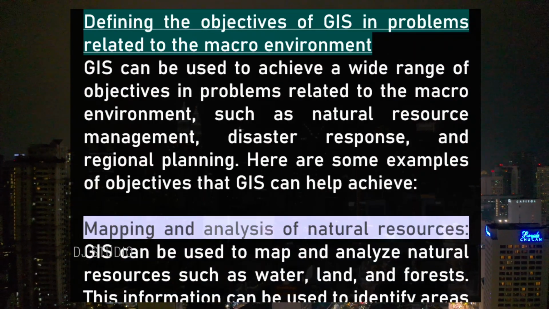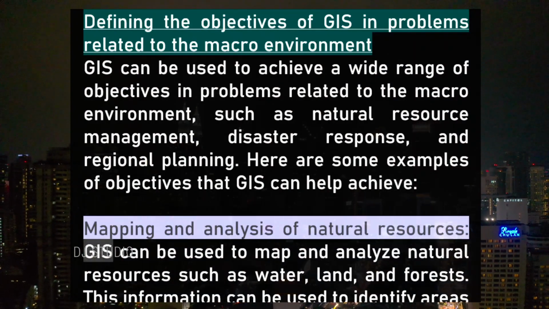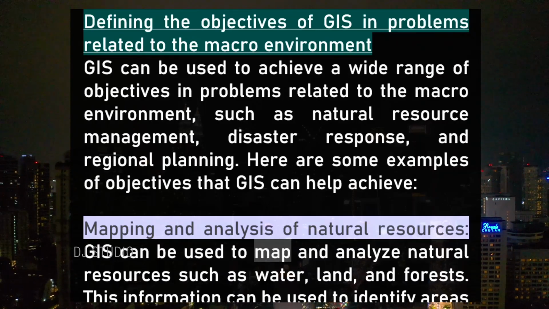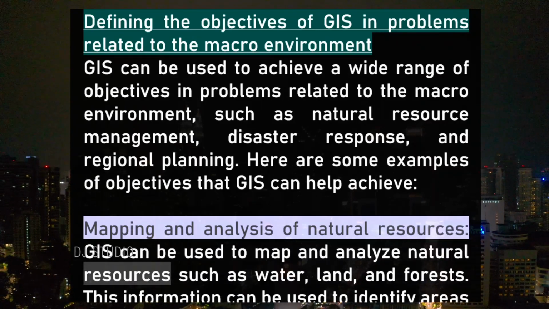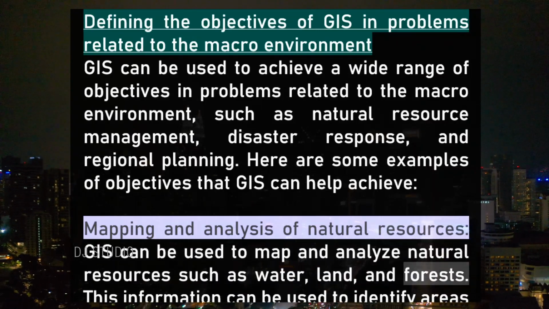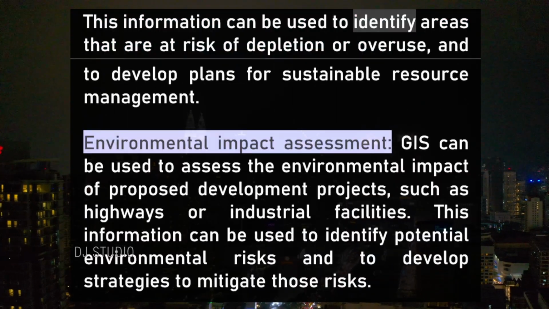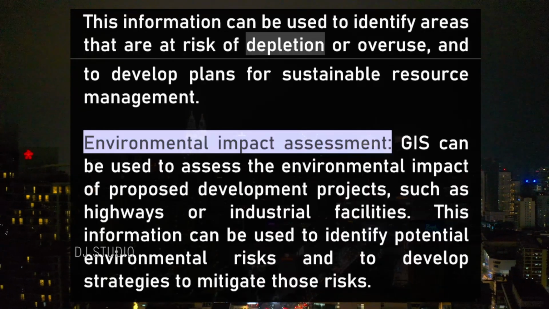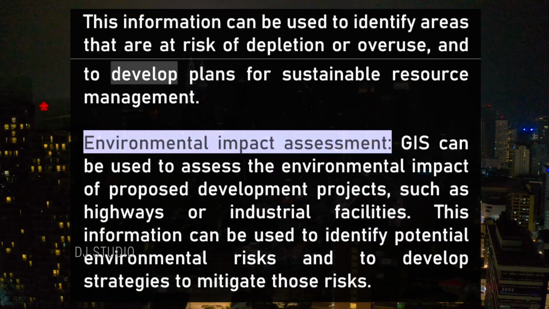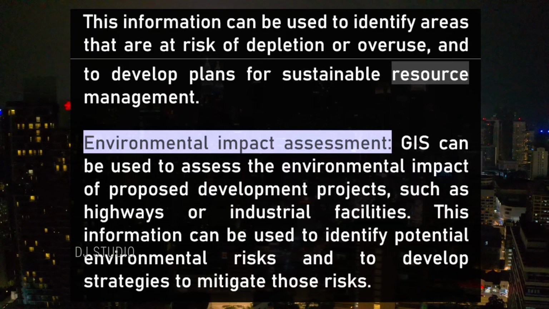Mapping and analysis of natural resources. GIS can be used to map and analyze natural resources such as water, land, and forests. This information can be used to identify areas that are at risk of depletion or overuse, and to develop plans for sustainable resource management.